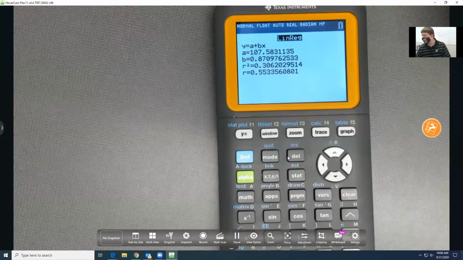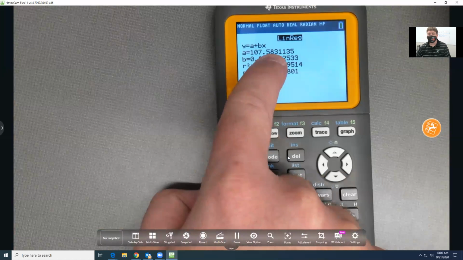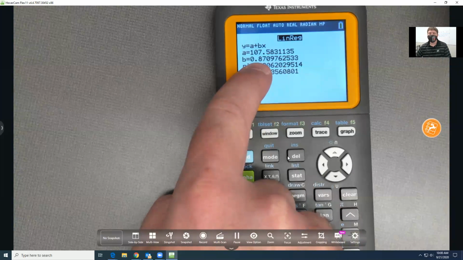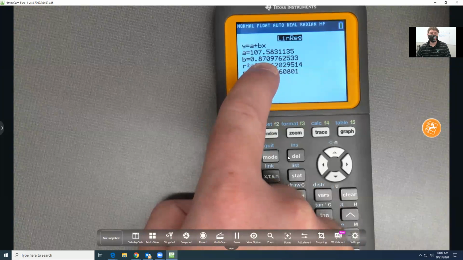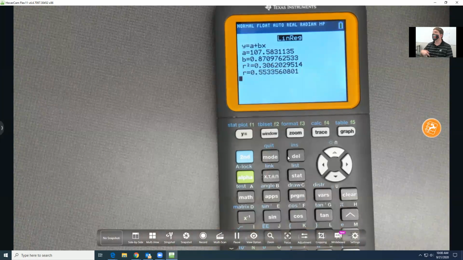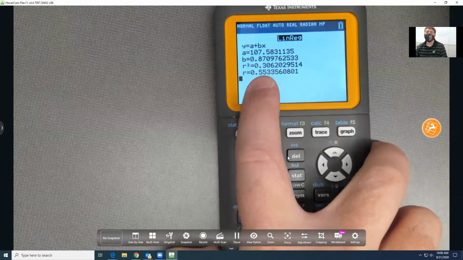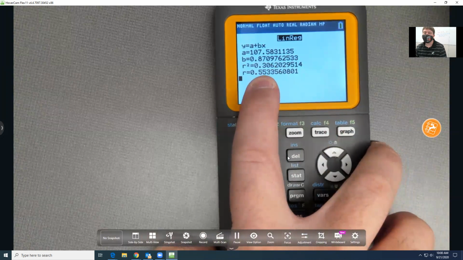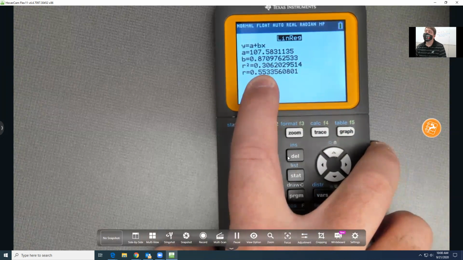So I see in front of me my equation, 107.5831 plus 0.8710, if I round it, x. So that would be my equation for predicting range of motion based on age. But is that actually a good equation? So we look at our R value here and we see 0.5534. We're looking at a moderate positive relationship. There's something there. But before I start making predictions, let's make sure the line actually fits.